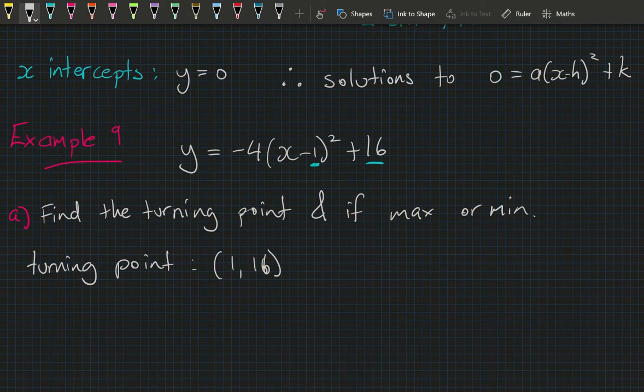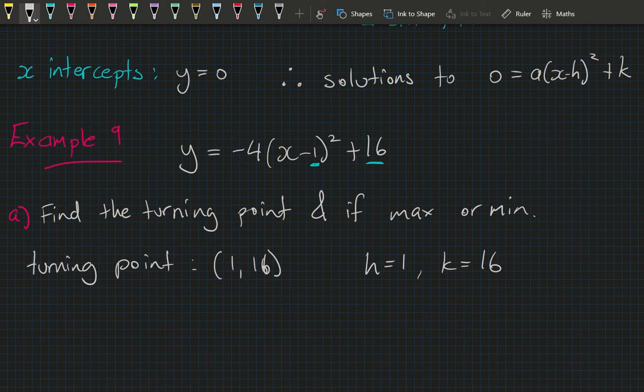So we're worried about what we're minusing. That's what makes it the x value, okay? And just let me note here, this is because h is equal to 1 and k is equal to 16. So don't forget it's x minus h, and we've got a -1 there.